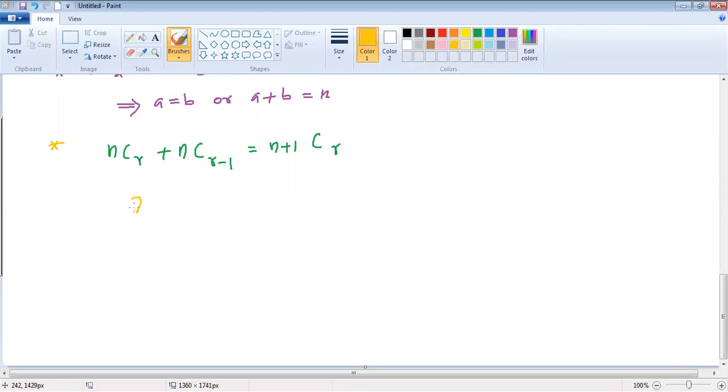इसका मतलब ऐसे है कि 7C5 plus 7C(r minus 1), 5 minus 1, 4. So 7C5 plus 7C4. It is the same as (n plus 1), 7 plus 1, 8, C5. We'll check it.